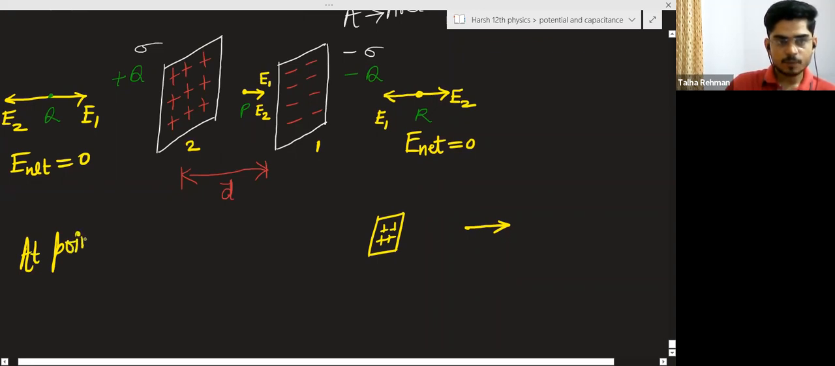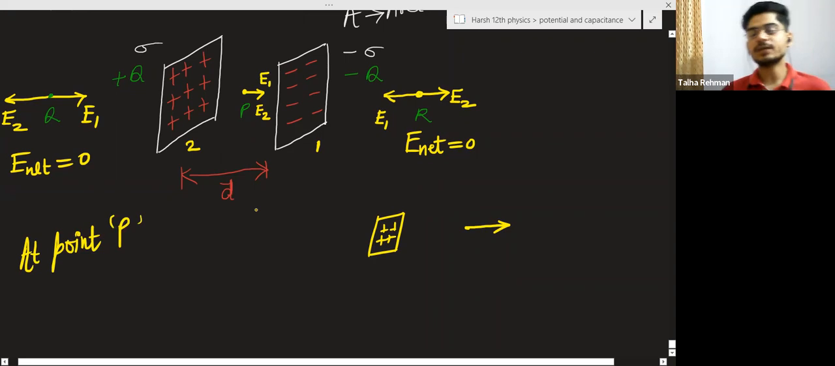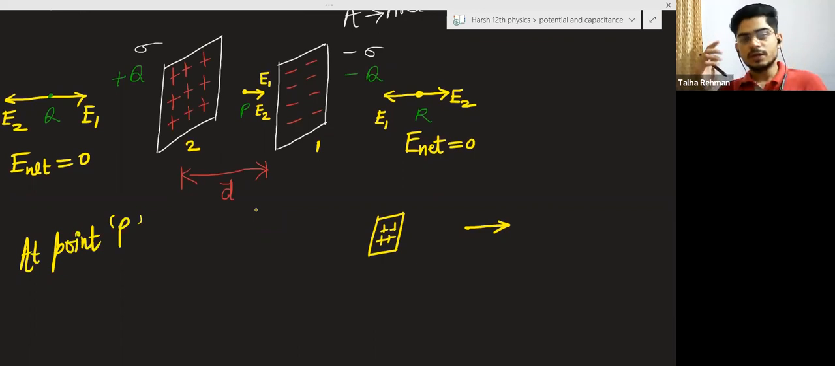So E net at point P, and we know that P is a point which is in a region between the plates.